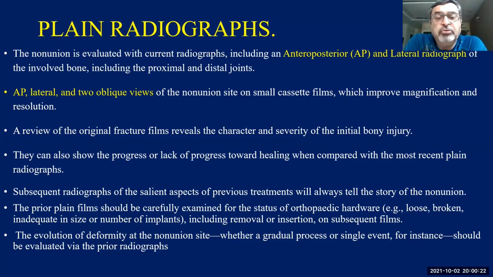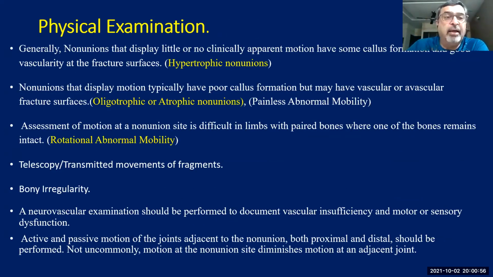The prior plain film should be examined for loose implant, broken implant, inadequacy in size or number of implants. That is, for the humerus, if you are applying a 6-hole plate or a 5-hole plate, it is inadequate. Definitely that fracture is going to go into a non-union. Also, you have to look for removal or insertion of a nail on subsequent films. Evolution of deformity at the non-union site, whether a gradual process or a single event, should be evaluated via prior radiographs.